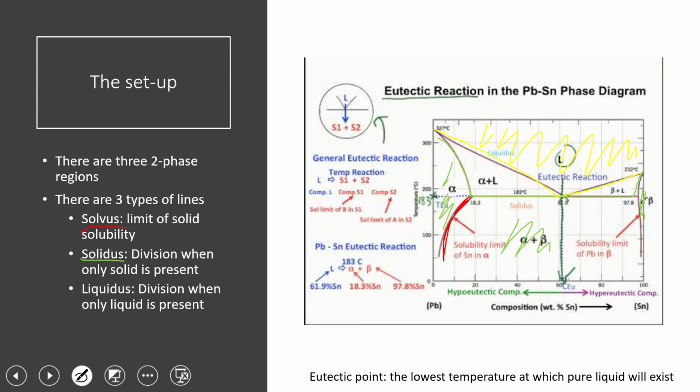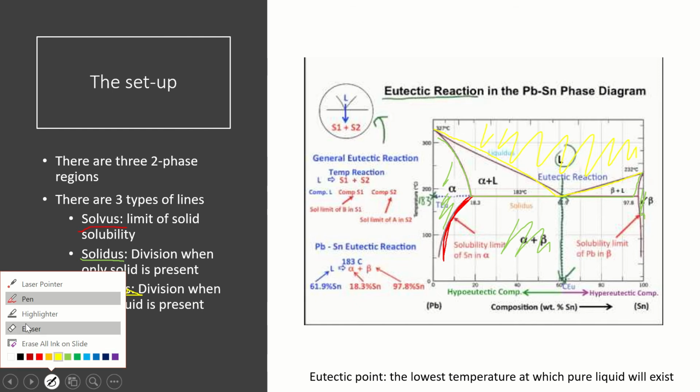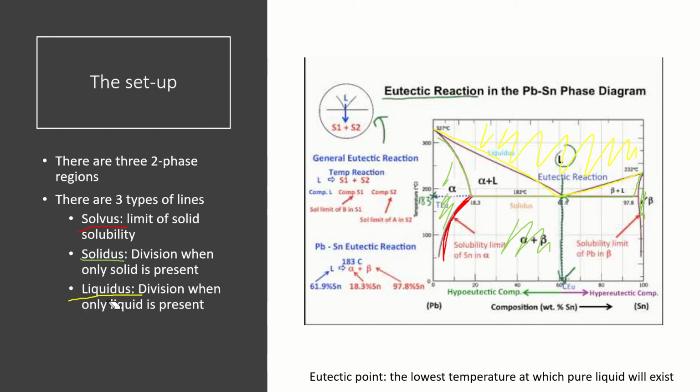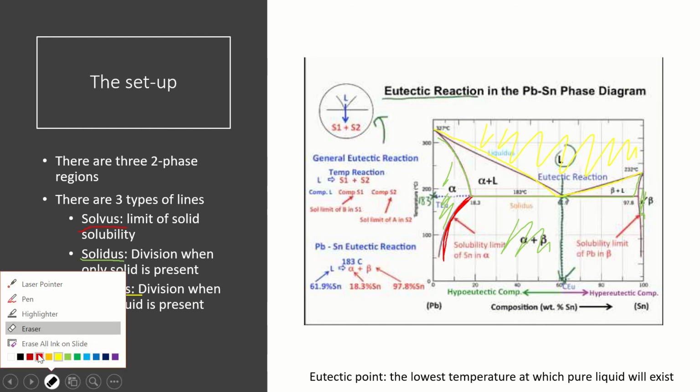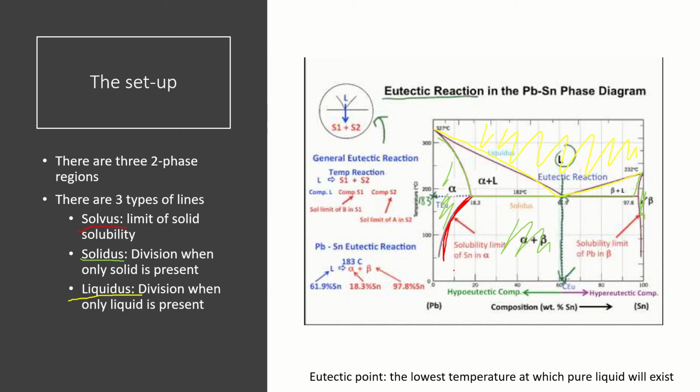Now, this diagram is called binary eutectic because there is what we call the eutectic reaction, and it is happening right here. And if we amplify this, we can see this right here. The eutectic reaction is going from liquid to solid 1 plus solid 2.